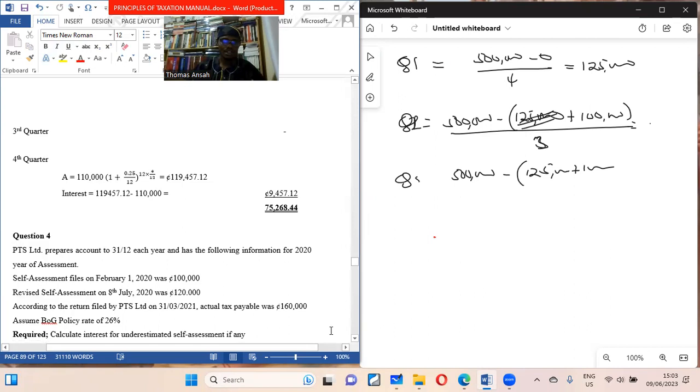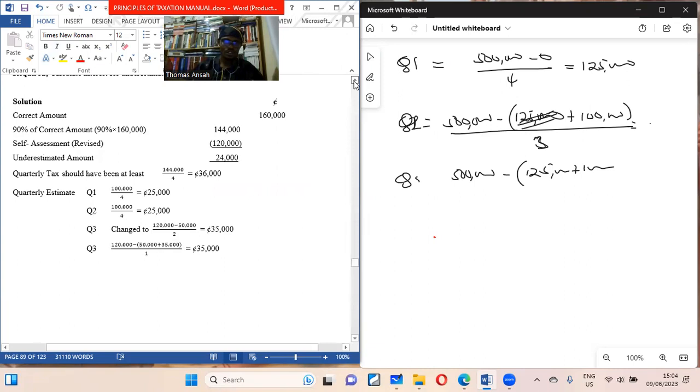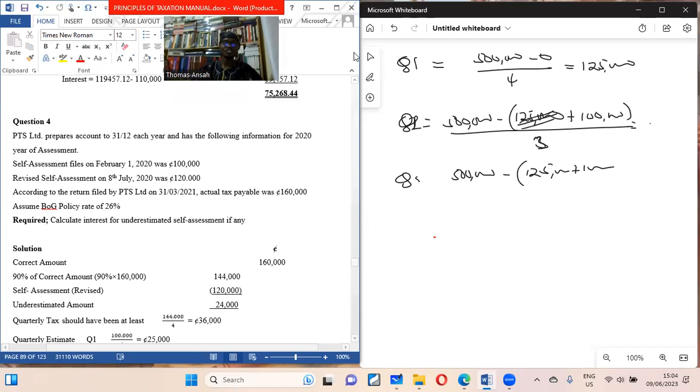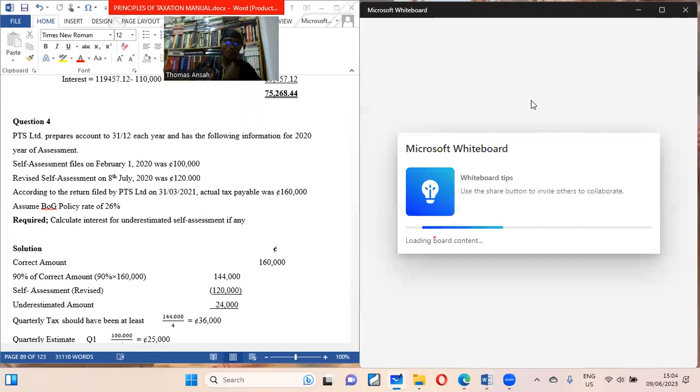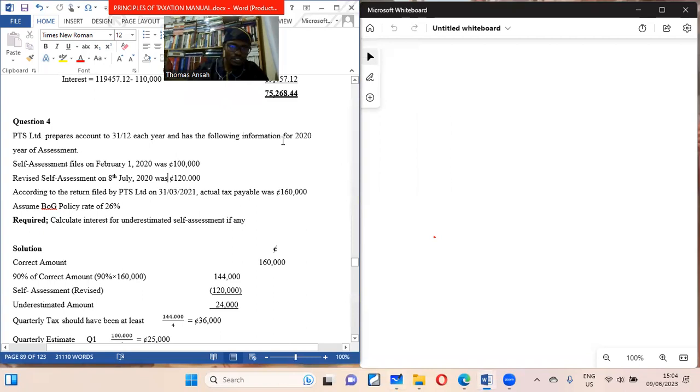But let's look at a situation where they actually pay early, they file early. Here, you see there is no payments, but there was a revision. So PTS prepares the account here. And you see 2020 self-assessment was filed here, 100,000. They revised it to 120 on 8 January. According to the return, PTS Limited filed on this.